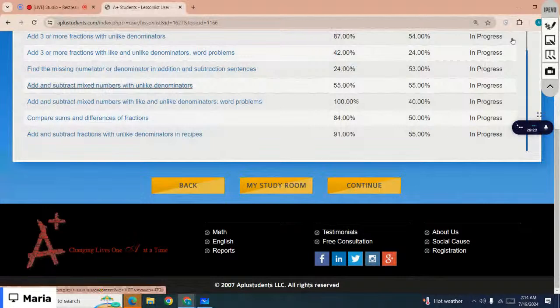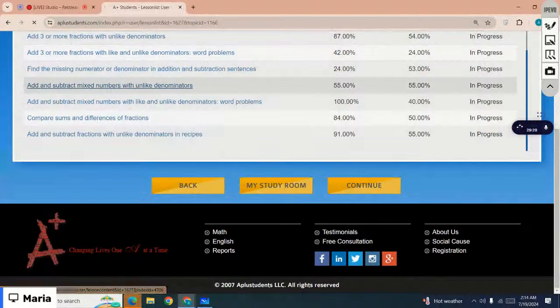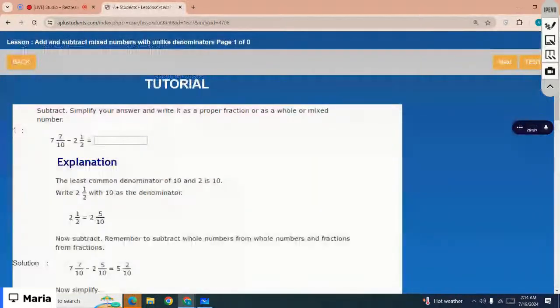Add and subtract mixed numbers with unlike denominators. Let's just start with the lesson. Okay, let's start with the first example, that is subtract 7 whole 7 over 10 take away 2 whole 1 over 2.